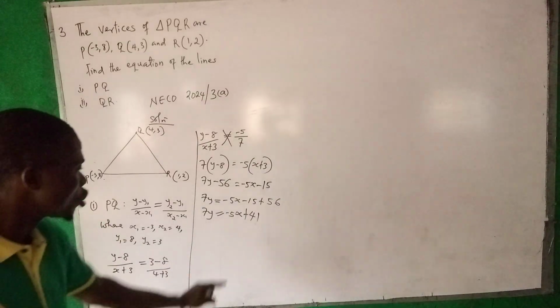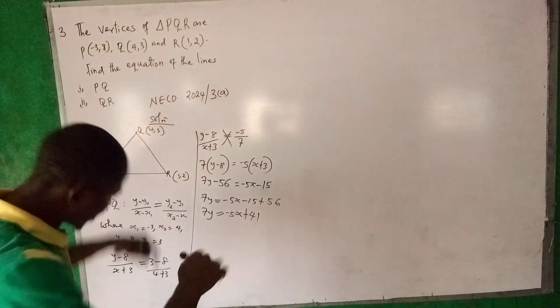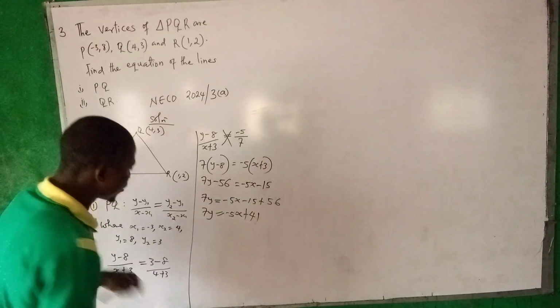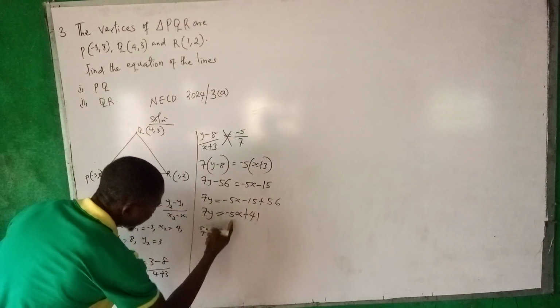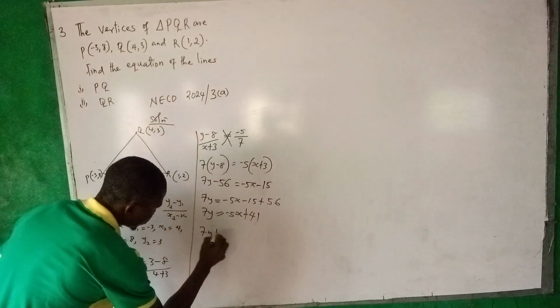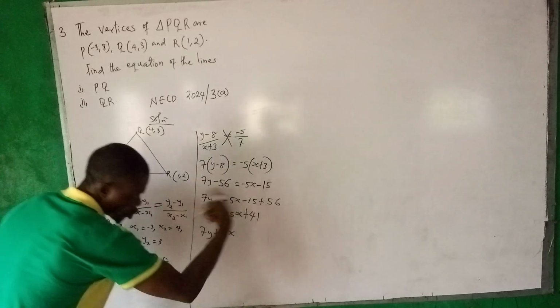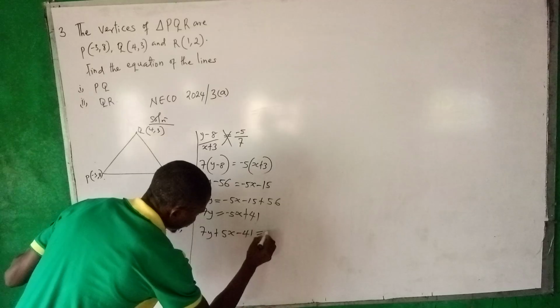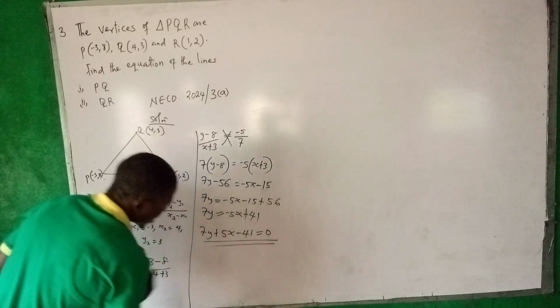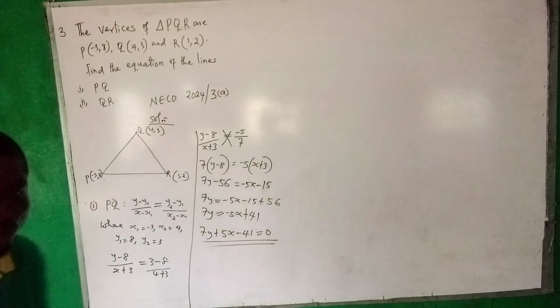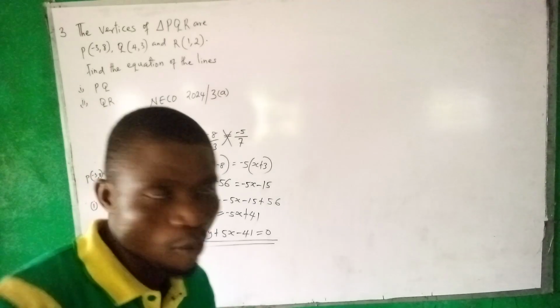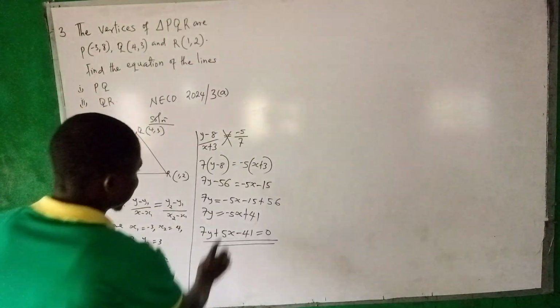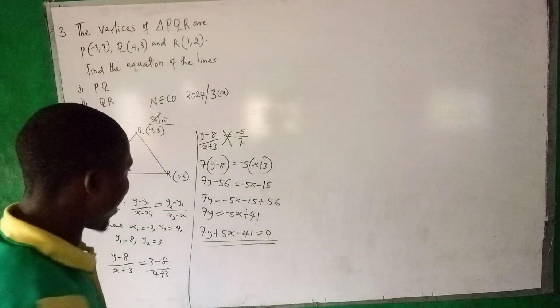If you don't want it to be like this, you can still write this equation in another form: 7y plus 5x minus 41 equal to 0. Any of these can serve since it is not objective, where you would see another format. So you can put either this or this. You are still correct.